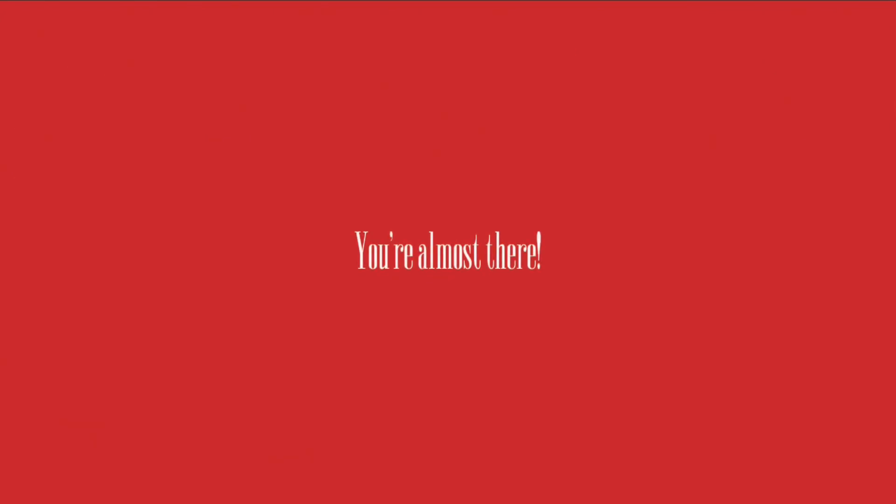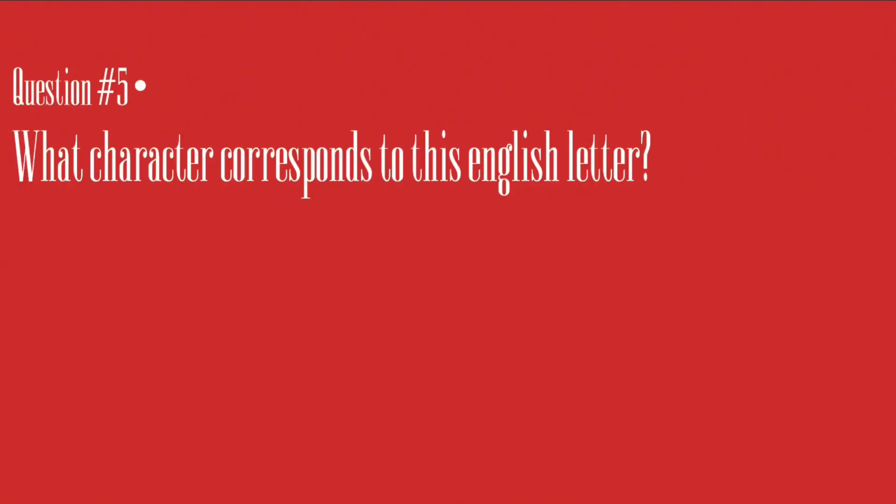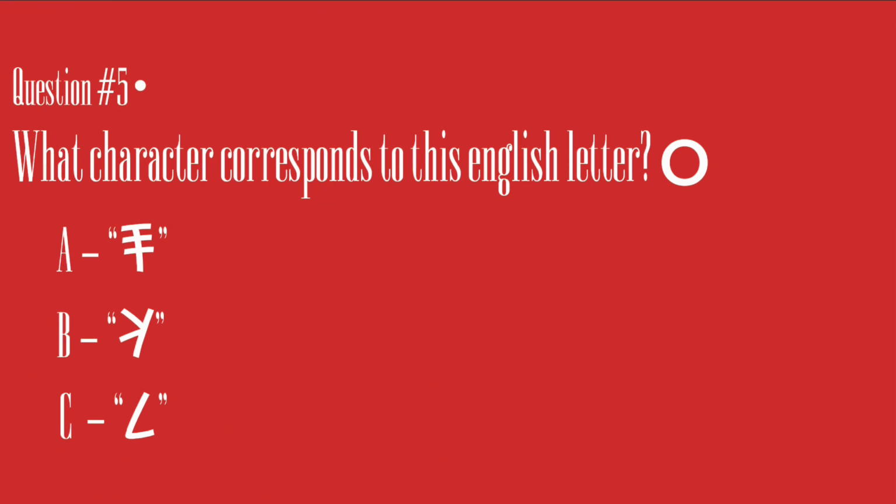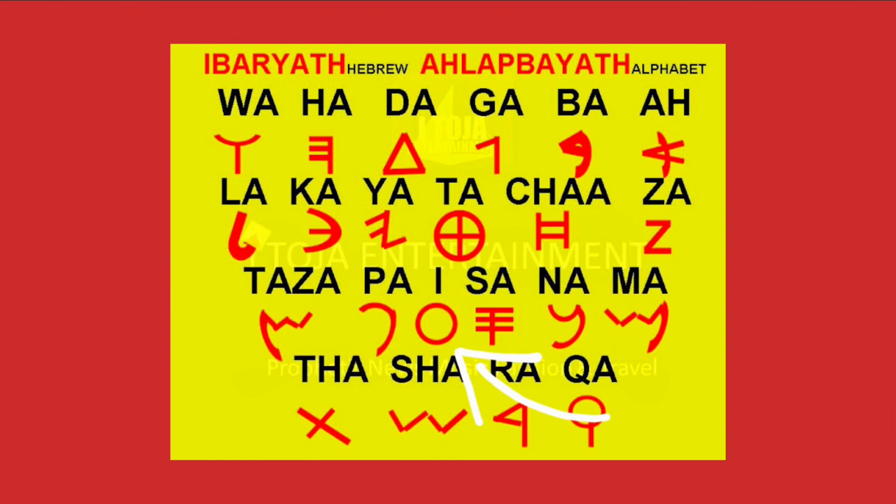We're almost finished our review. Now for the fifth question, what character corresponds with this English letter? Is it A, Imak, B, Kap, or C, Lamad? Now this is a trick question because there aren't technically any right answers, because there aren't any characters in the Hebrew alphabet that make the O sound. Because if you remember from our previous lesson, all of the alphabet except for a few exceptions make the A sound.